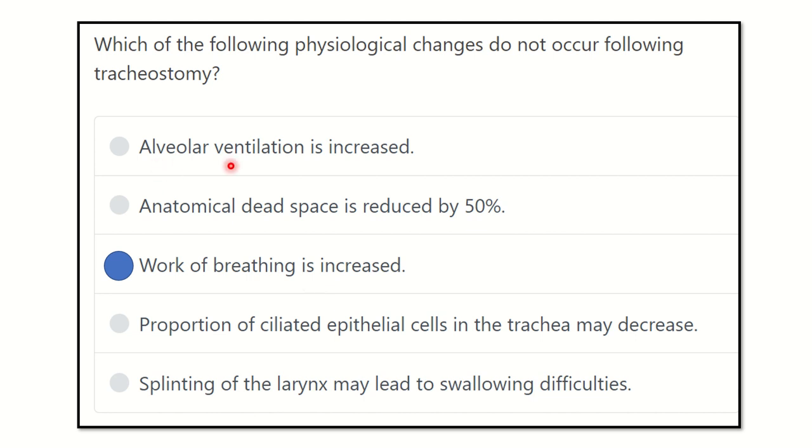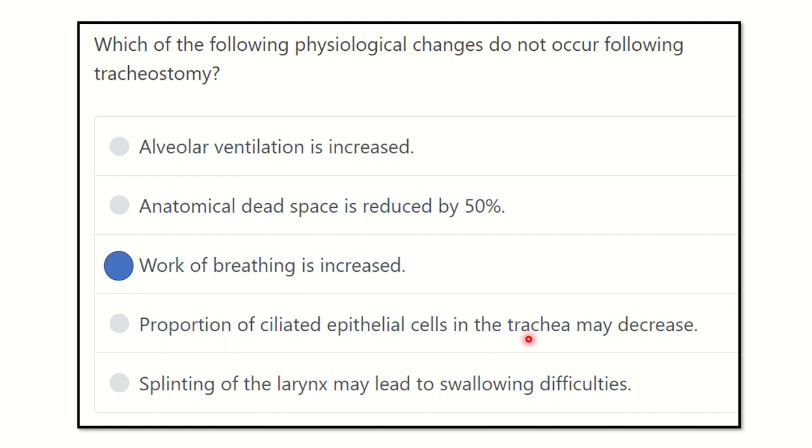Other options: alveolar ventilation is increased. It is true, because the dead space will be reduced. Anatomical dead space is reduced by 50%. It is true, because we bypass the upper airway areas such as the nose, nasopharynx, oropharynx, laryngopharynx, and larynx also. So the dead space will be reduced, so ventilation will be increased.